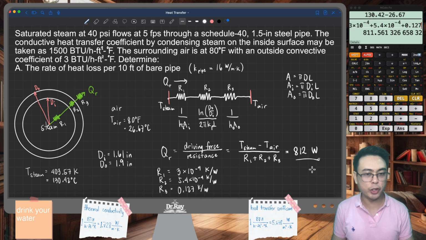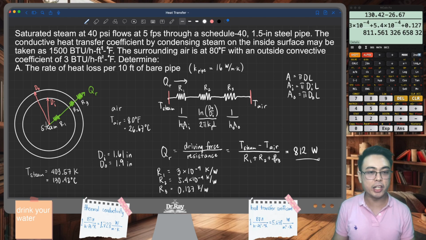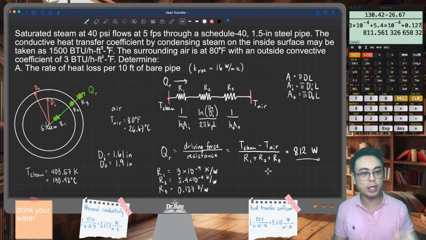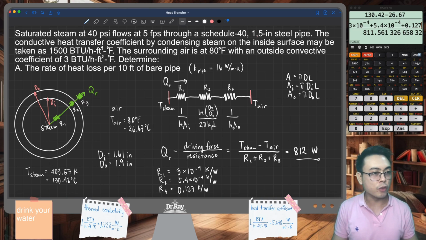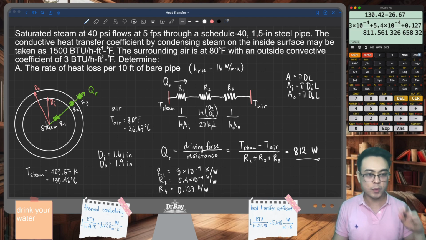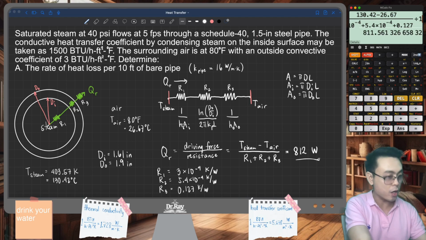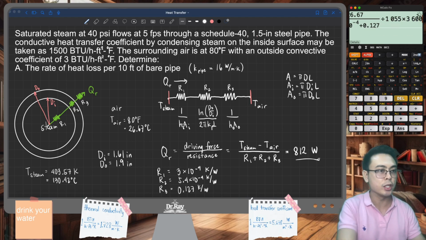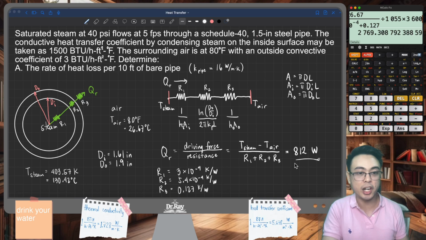Be very careful with your units. So my unit in the numerator is Kelvins or degrees Celsius, and then the remaining unit in the denominator is Kelvin per watts. So that's Kelvin over Kelvin per watt. That results in a unit of watts. So in order for us to have some flexibility, let's try to convert this to BTU per hour. So if you want this in BTU per hour, you simply divide by 1055 and multiply by 3600. This is 2769 BTU per hour.